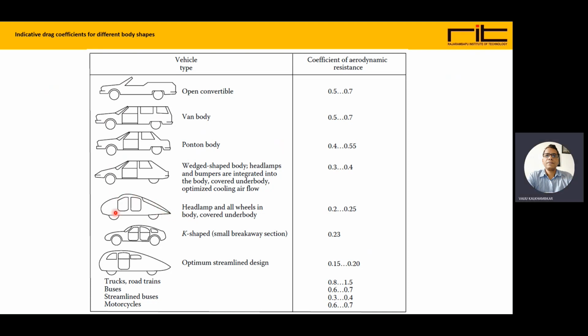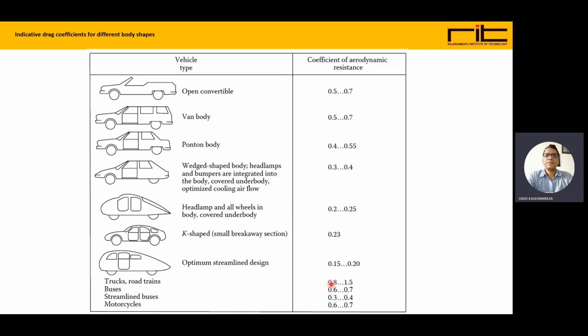Now we can see this is a kind of streamlined body, with headlamps and all wheels covered under the body. So it will have 0.2 to 0.25. Small case shaped is 0.23. Optimum streamlined design, it is 0.15 to 0.20.